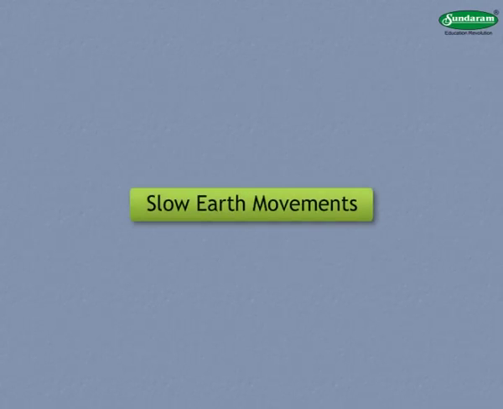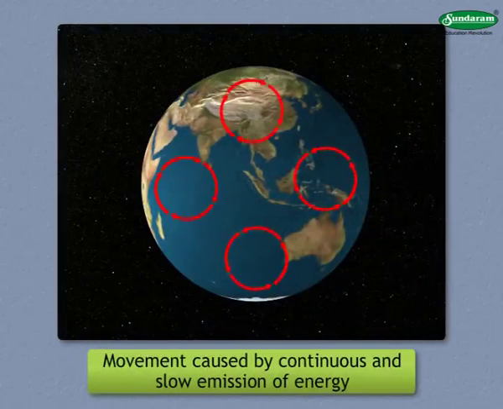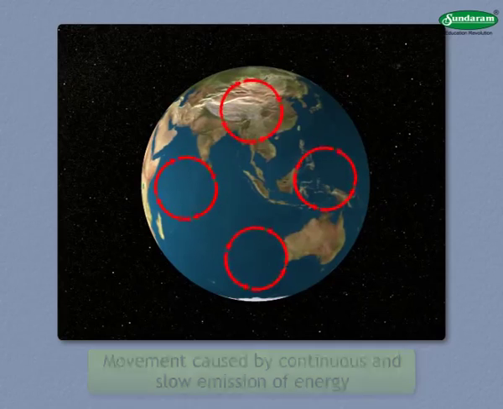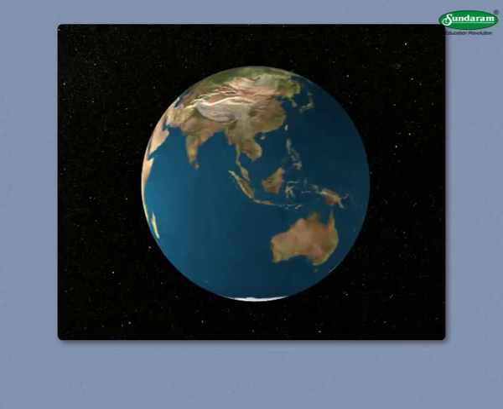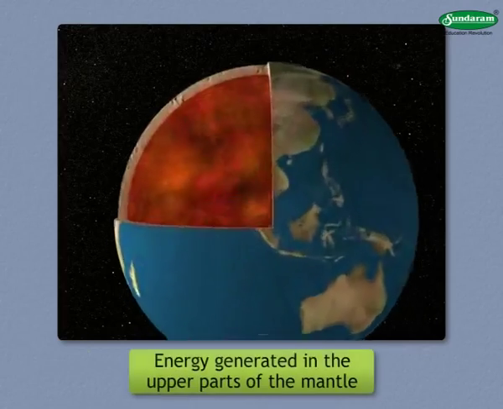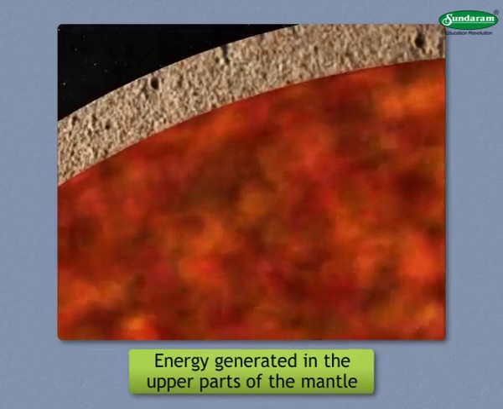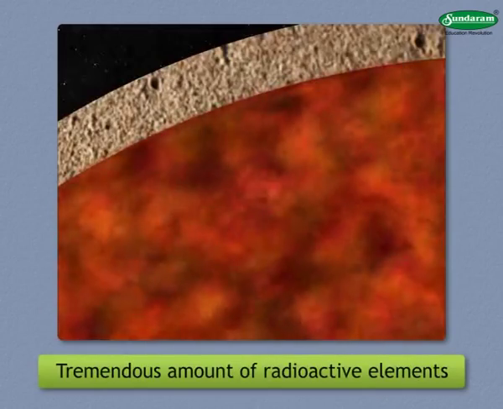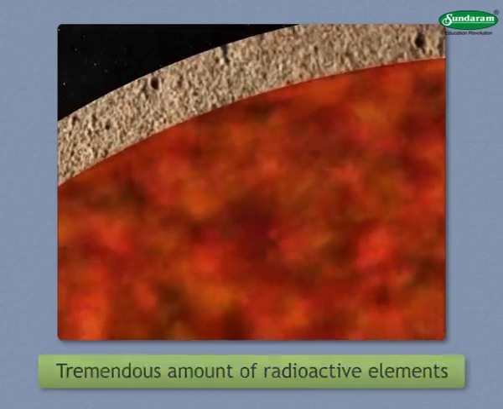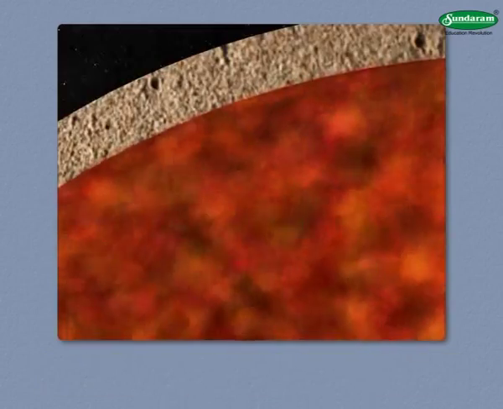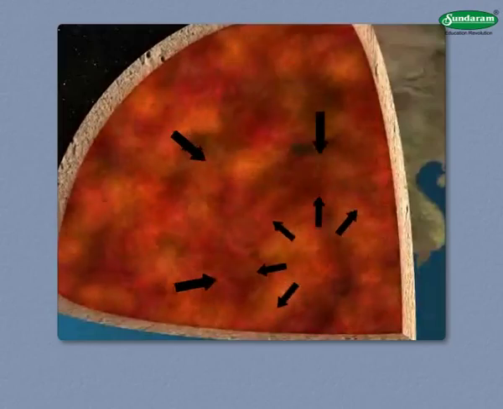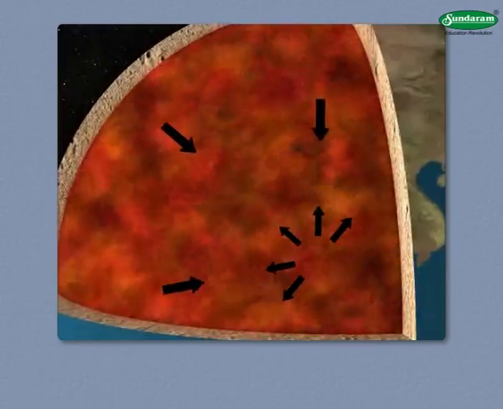Slow Earth movements. The movements in the interior of the Earth that are caused by the continuous and slow emission of energy are called slow Earth movements. Slow Earth movements are caused due to the energy generated in the upper parts of the mantle, as it consists of a tremendous amount of radioactive elements. Due to the flow of energy, movements are generated in the interior of the Earth.